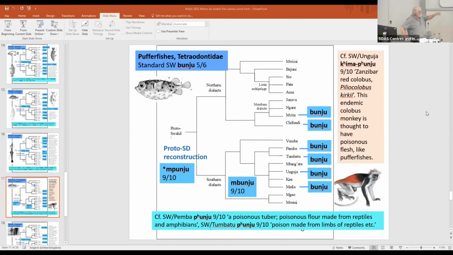And bunju, one of my favorite names, puffer fishes, and they're named, I think, for their poison. Those of you who have worked in Zanzibar or know Zanzibar will know this word punju. It's the most notorious poison of the witches, a punju. It's a typical sort of witch's brew of lizards and amphibians. It's been much feared and really nasty. It also appears in the name of the Zanzibar red colobus, which is known as kima punju, because other animals, dogs and so on, don't like its flesh, so it's said.